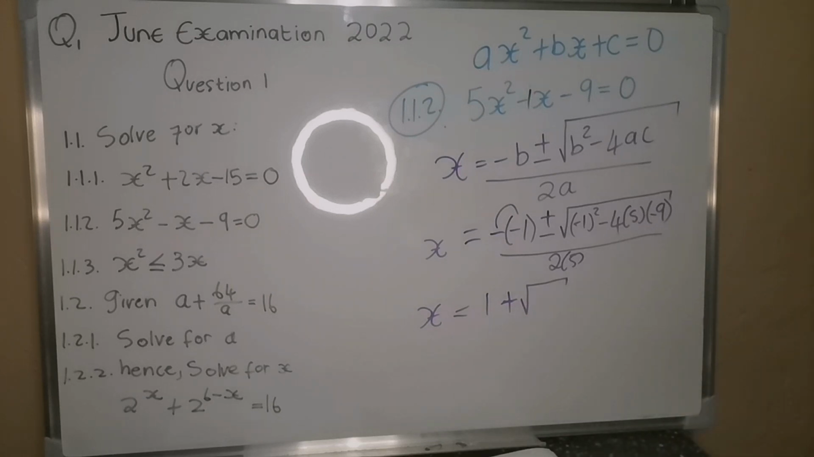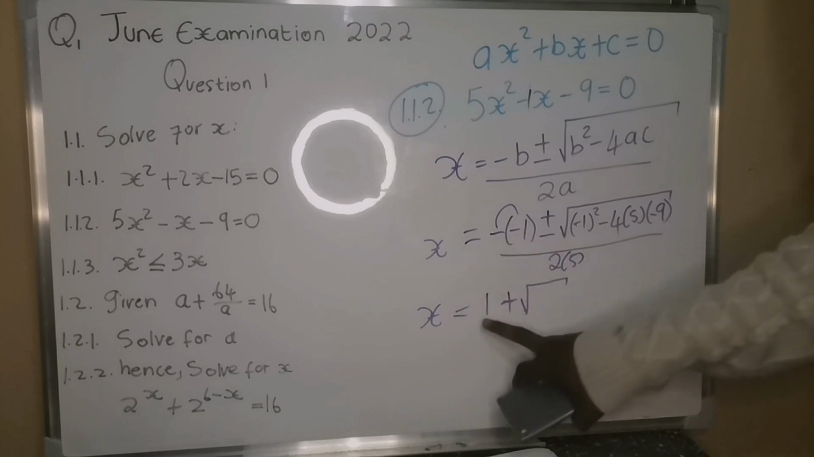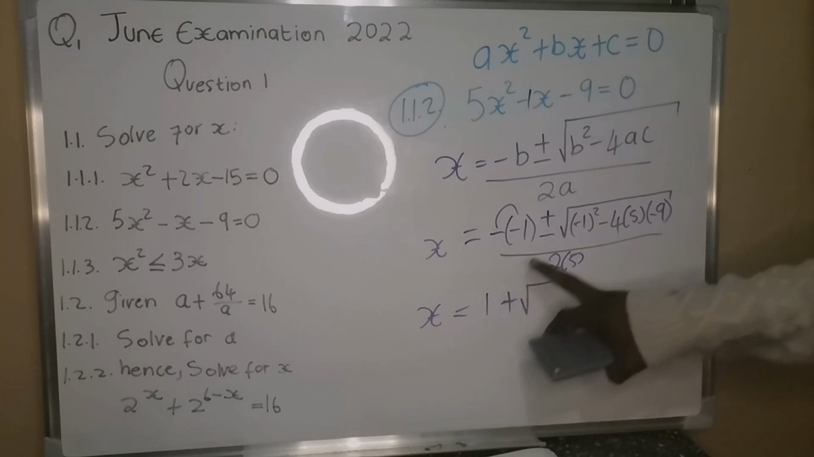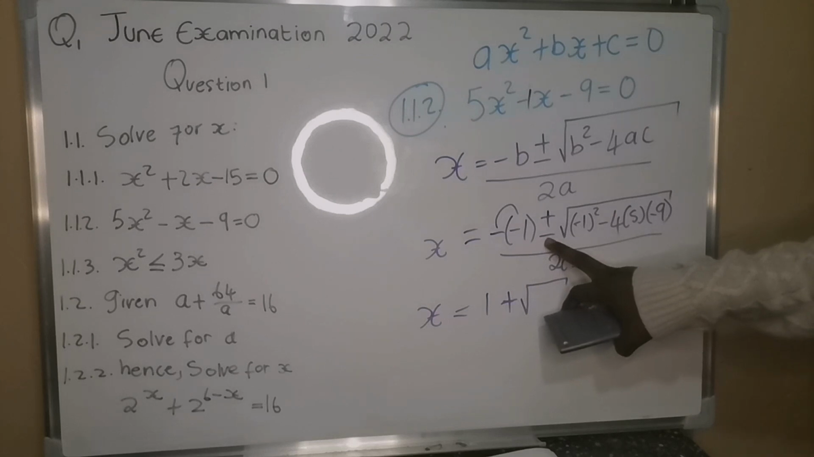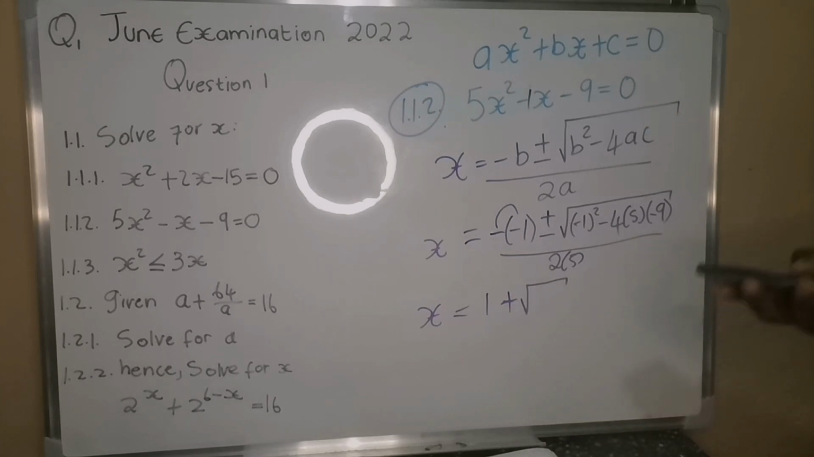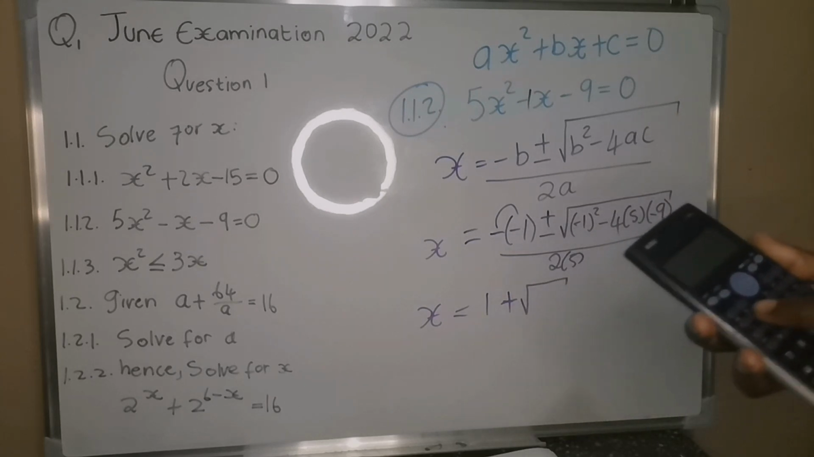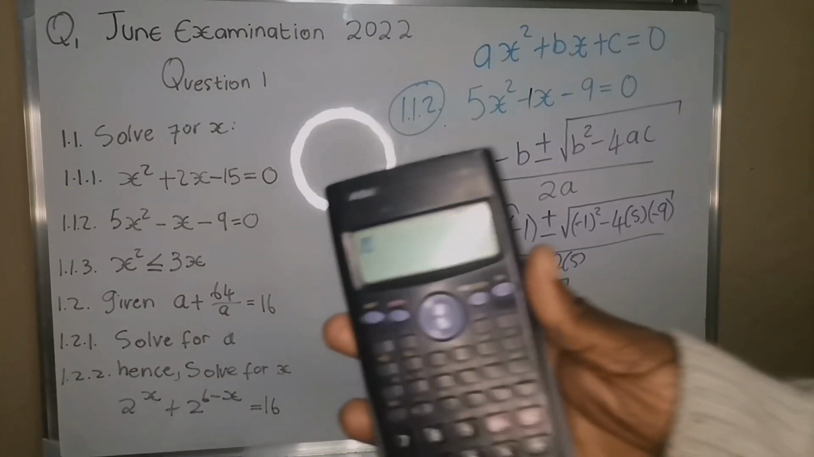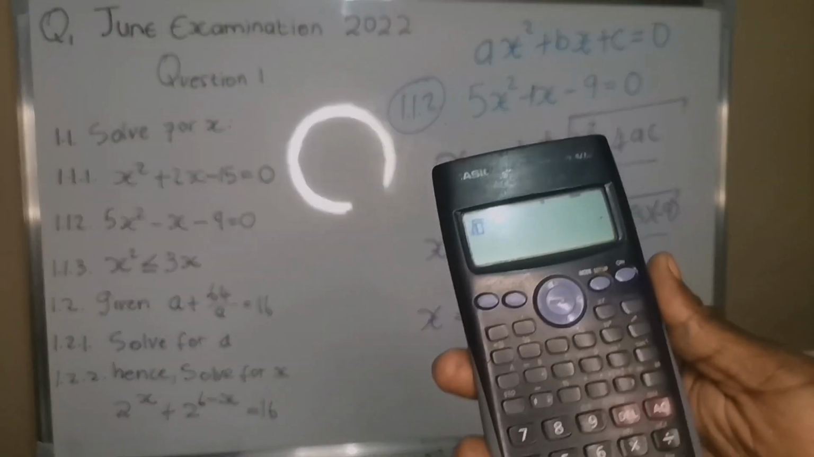So I would suggest that you simplify them separately. You say the square root of, and you get negative times negative is +1, plus. You leave out the minus for now. We're starting with positive plus, then the square root. Then on the calculator, you use the square root key.